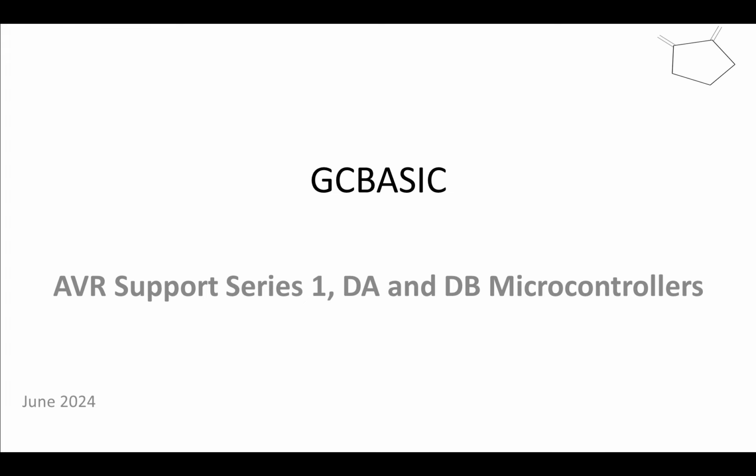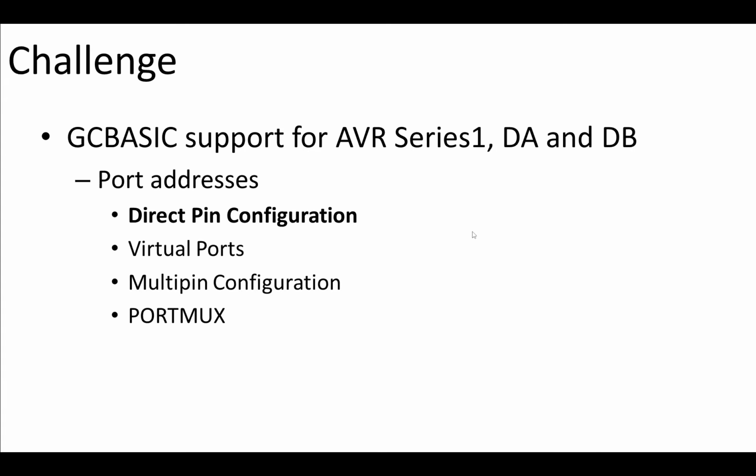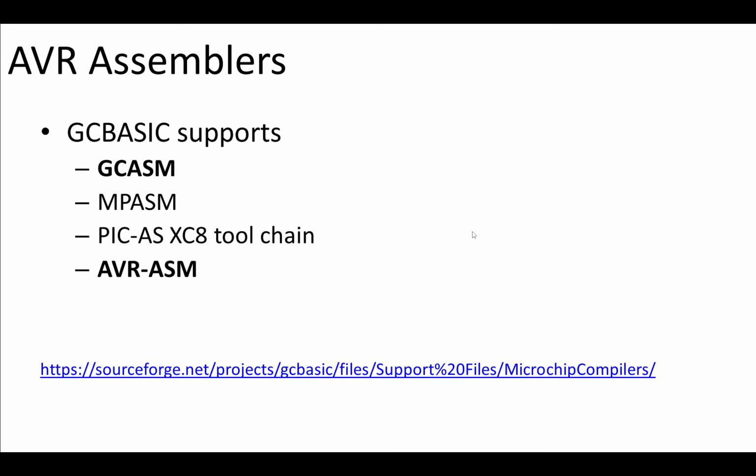This is a demonstration of the first phase of development for the AVR Series 1 DA and DB microcontroller support. Let's have a look at what that is. The challenge here is getting GCBASIC to support the AVR Series 1 DA and DB with all the compatibility support that we've had in the past. So that means that when you do a DIR, when you set the direction of a port, it sort of works. We need to make sure we have that same compatibility.